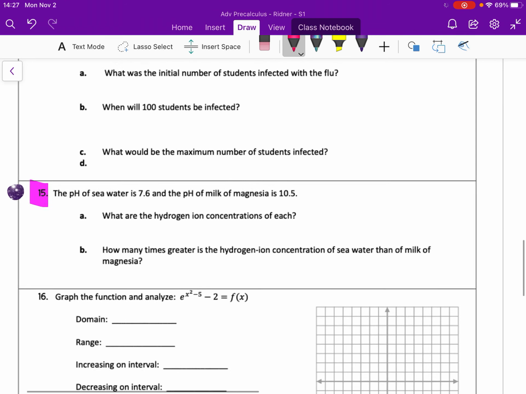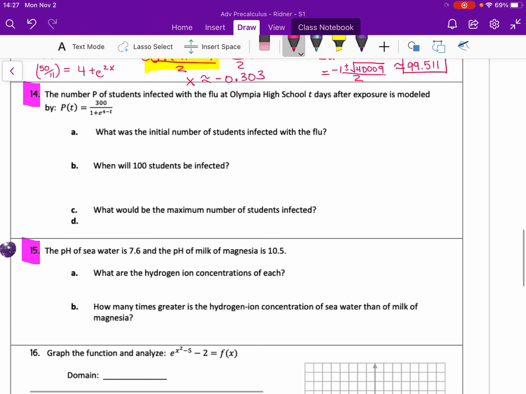All right. Notice these next two students have had questions on. The number P of students infected with the flu at Olympia High School T days after exposure is modeled by this. What was the initial number? So initial means when I plug in 0, what do I get? I plug that in and get approximately 5.39. So about 5 students initially had it.